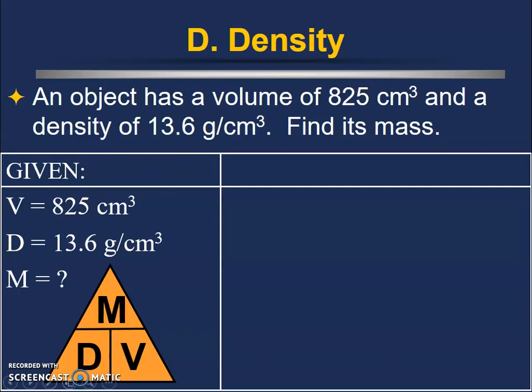Okay, now notice here, what I don't know is the m. So if I put my little triangle here, I don't know m, so I covered that up. But I do know d and v. So what is the triangle telling me to do with d and v? Remember that this line means multiply. So I need to do d times v. Okay, so let's go ahead and set that up.